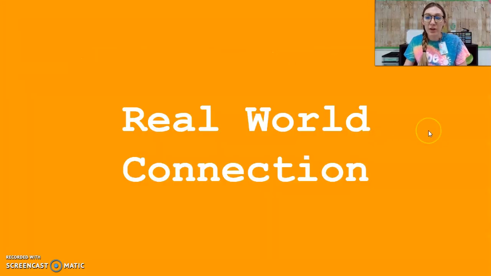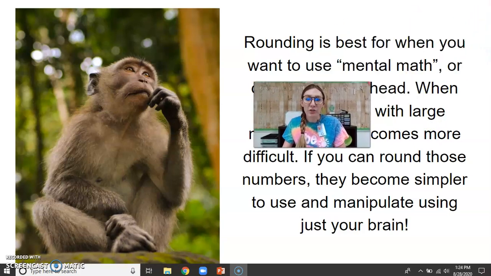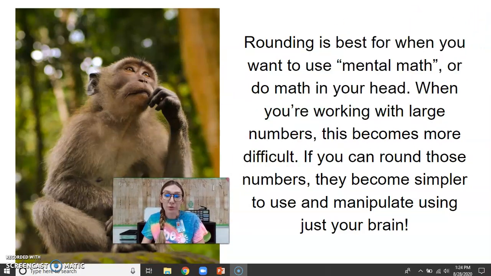Let's go ahead and take a look at our real-world connection and why we use rounding. So rounding is best for when you want to use mental math or do math in your head. When you're working with large numbers, this becomes more difficult. If you can round those numbers, they become simpler to use and manipulate using just your brain.